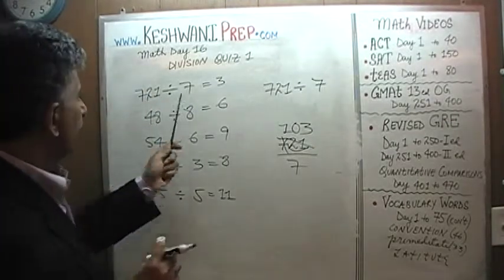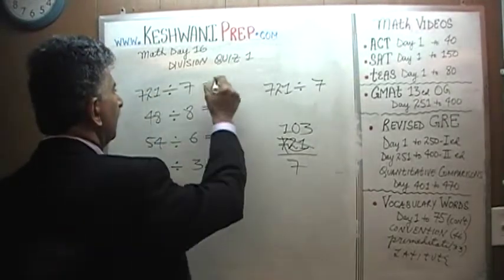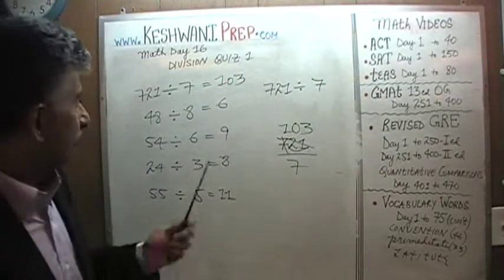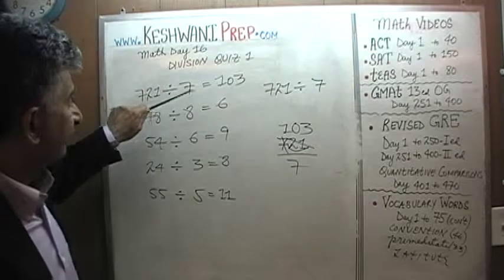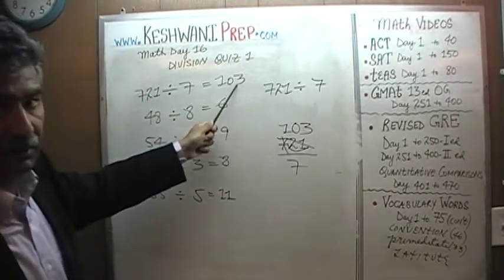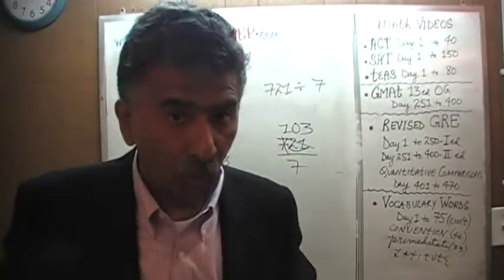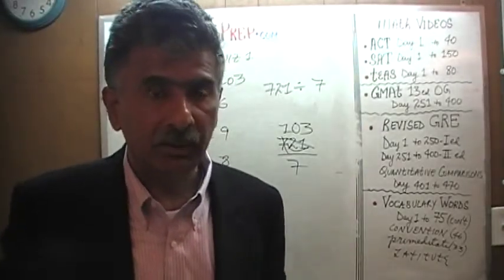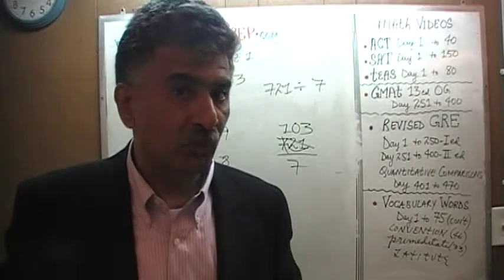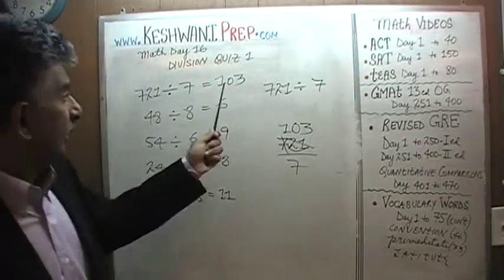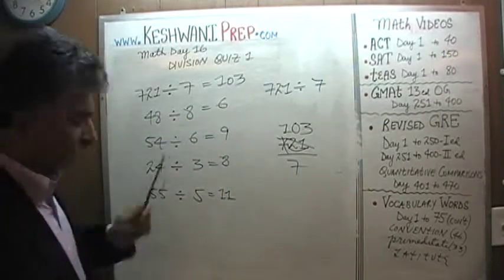721 divided by 7 is 103. Now, do you know why? Because we knew that 21 divided by 7 is 3. We're just adding 700 to it. And of course, 700 is made up of 100 7s. And then we have 21, which is 3 more 7s. So it's 103 7s.